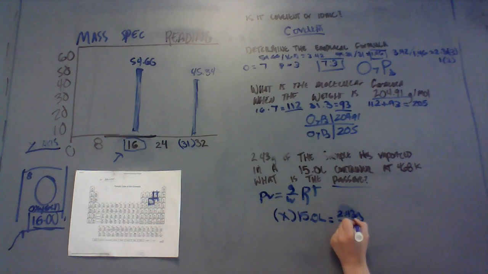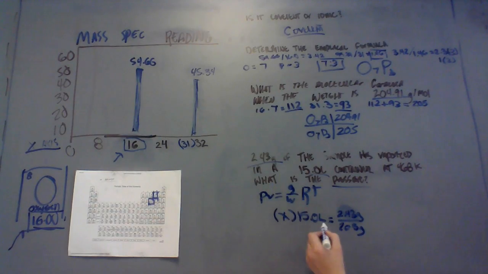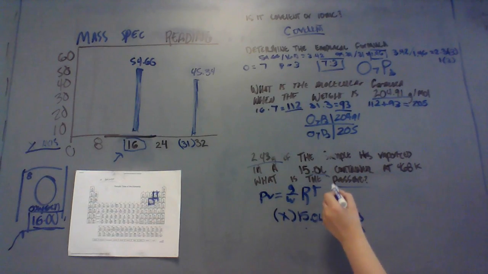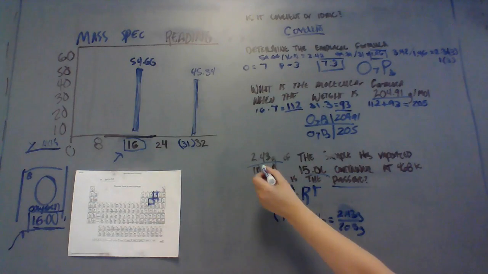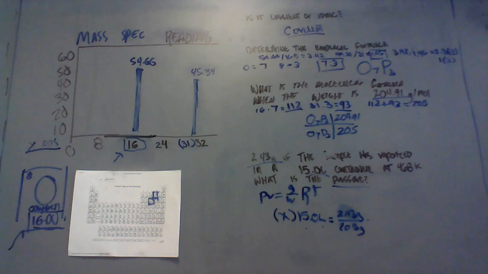What you're doing is you're plugging the same numbers that were listed up here into this equation. The 15 liters goes here, the 2.43 grams goes here. Then you want to multiply that by the gas law number, 8.31 joules, and multiply that by your Kelvin.